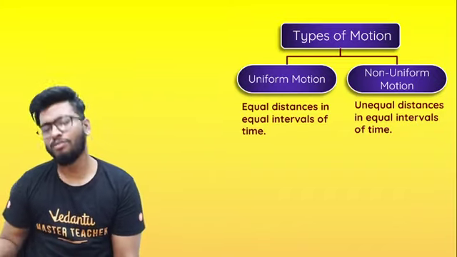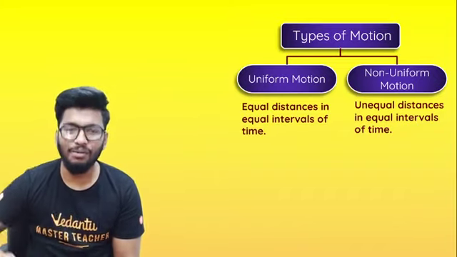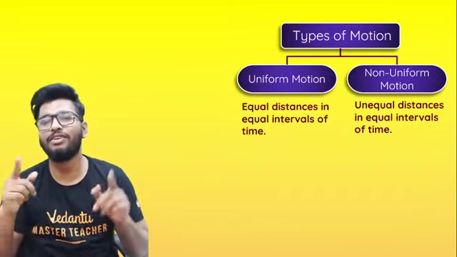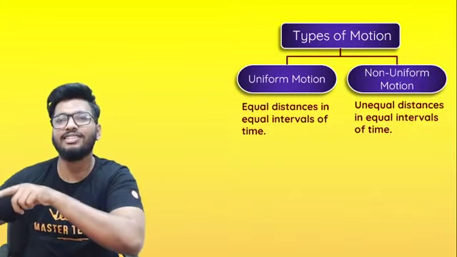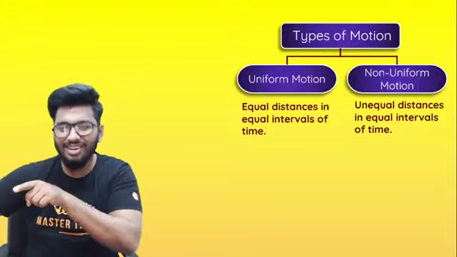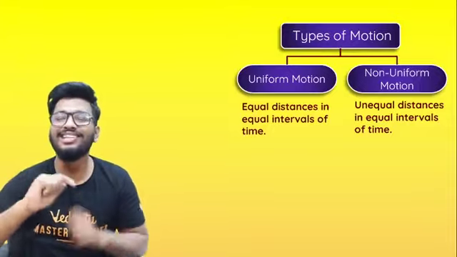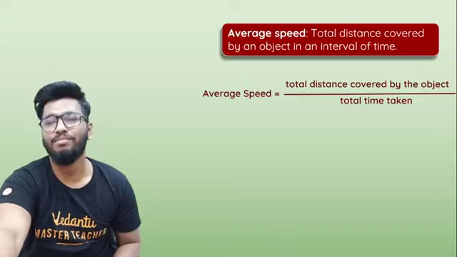Whereas non-uniform motion is when a body covers unequal distance in equal intervals of time. For example, in the first 5 seconds he covers 10 meters. In the next 5 seconds he covers only 7 meters. In the next 5 seconds he covers 15 meters. So there's an unequal distance being covered in equal intervals of time. That is what is called non-uniform motion.